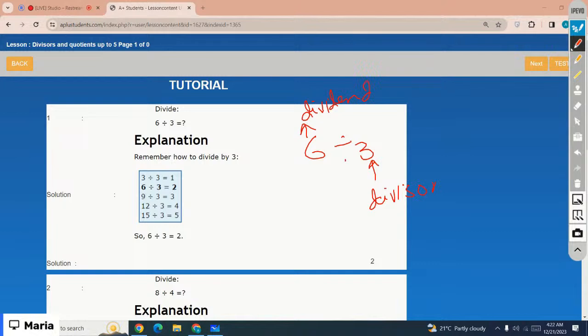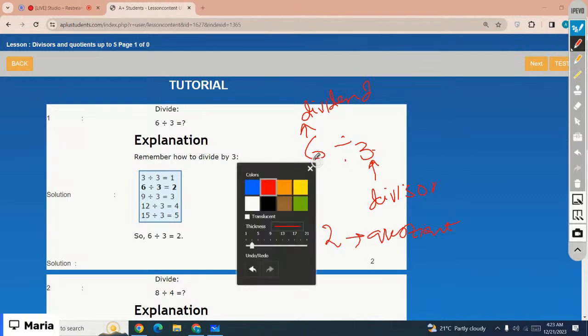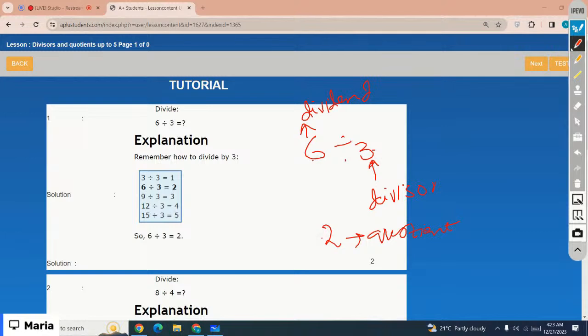Division and multiplication are opposite to each other. So 3 times 2 is 6. That means if you divide 6 by 3, the answer is 2, because 3 times 2 is 6 and you are given 3 and 6, so the answer is 2, and 2 is the quotient, right? Remember these terms in your mind. This is the divisor you are dividing with, this is the dividend you are dividing, and this is the quotient. Got it? Now let's start with the test questions.